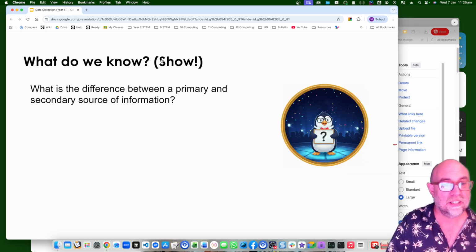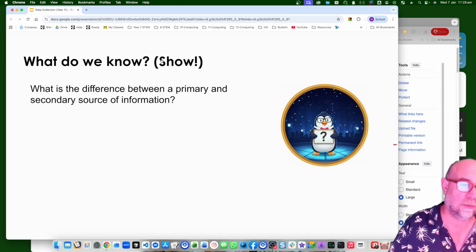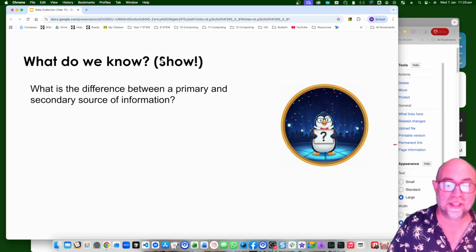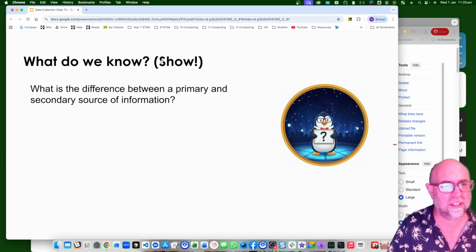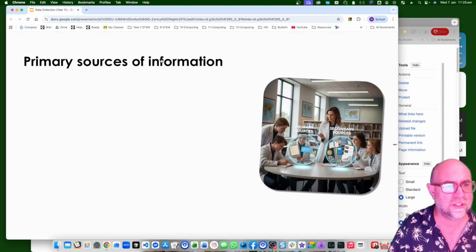So, what is the difference between primary and secondary source of data? This is the next thing we're going to talk about, and you might have heard about this in other subjects. History particularly uses it, but it's a fairly broadly used concept.